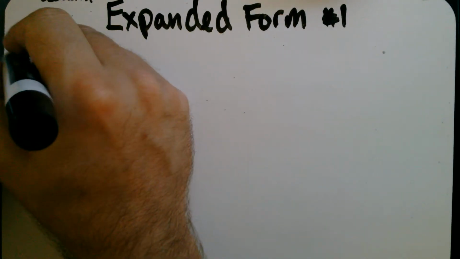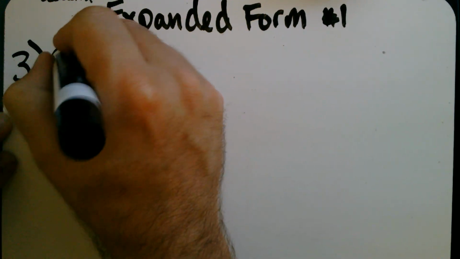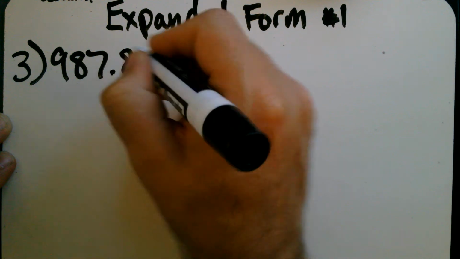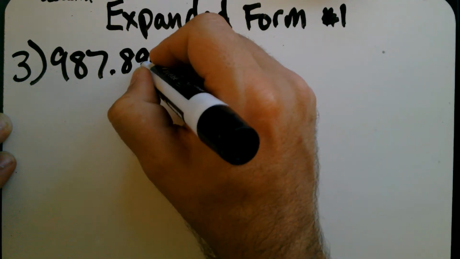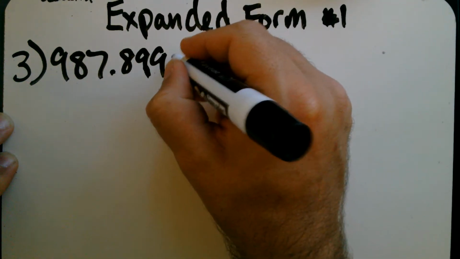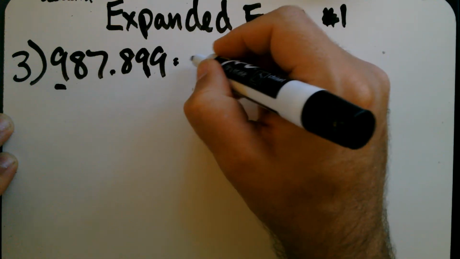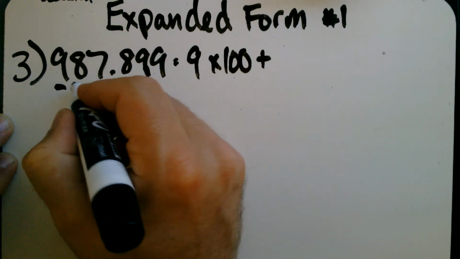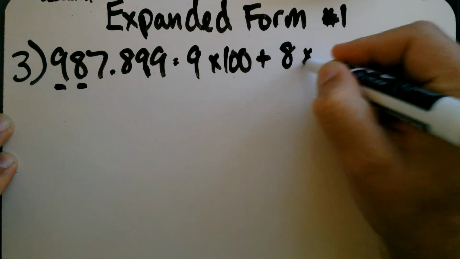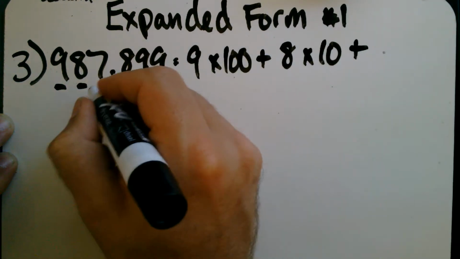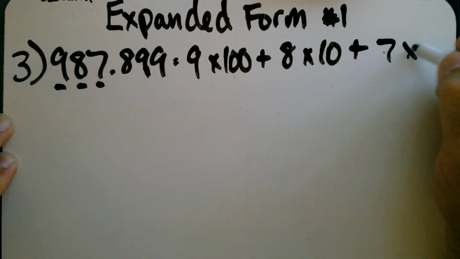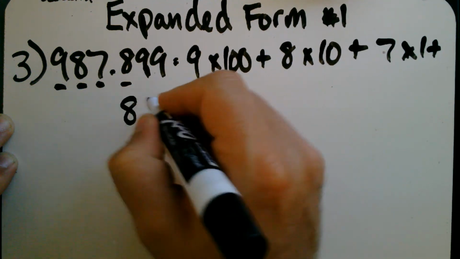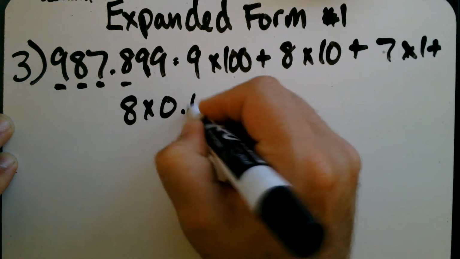All right, number 3, we have 987 and 899 thousandths. All right, so for our hundreds place, 9 times 100. Tens place, 8 times 10. Ones place, 7 times 1. Tenths place, 8 times 1/10.